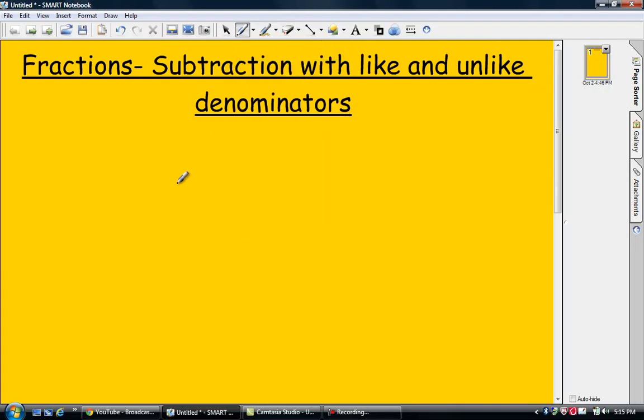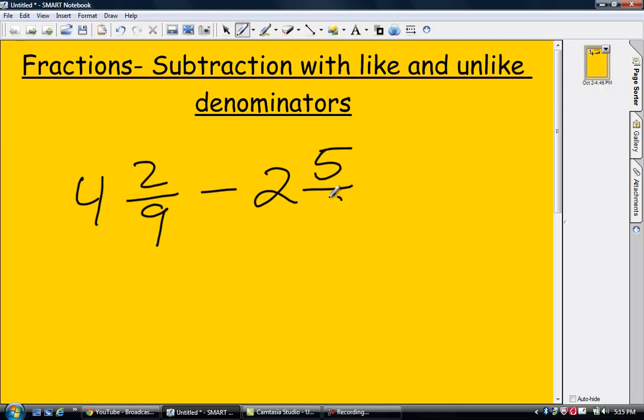Okay, now we're going to do one where we're going to need to borrow. We have a mixed fraction with the like denominator, but we're going to need to borrow 1 from this 4 over here, and I will show you why in a second. Okay, so we have the like denominator of 9, and we want to subtract these, but there's nothing that we can do right now because that 2 is less than the 5.